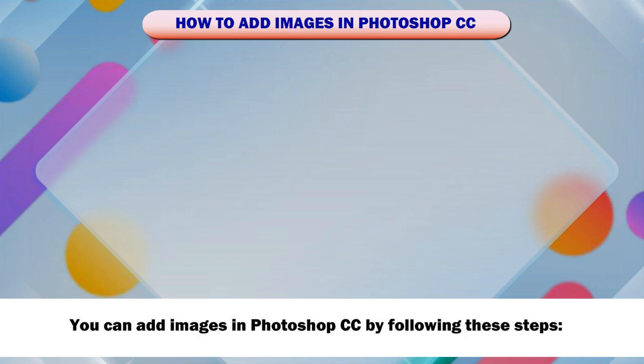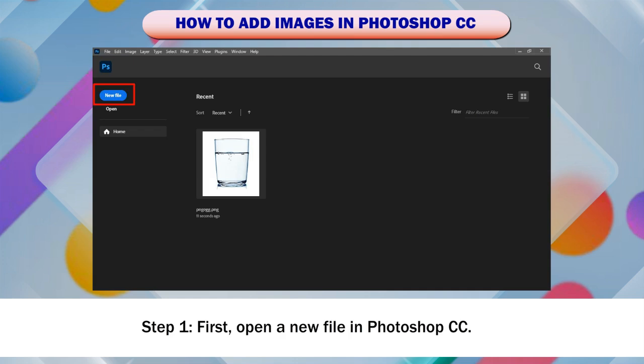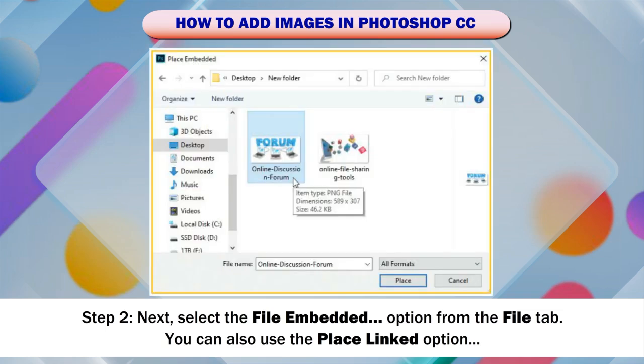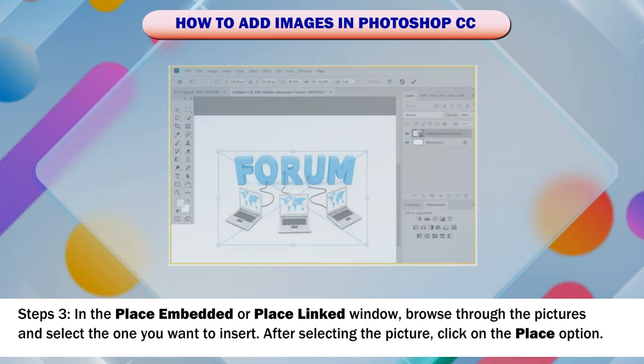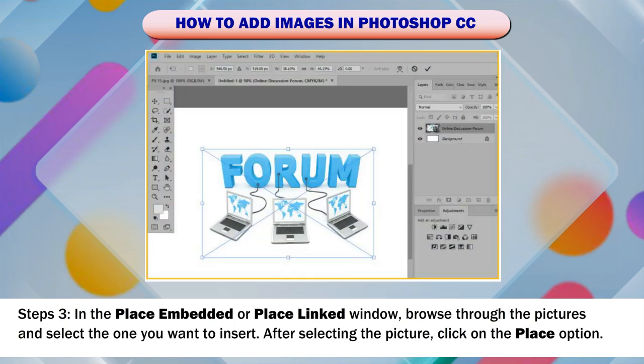How to add images in Photoshop CC? You can add images in Photoshop CC by following these steps. Step 1. First, open a new file in Photoshop CC. Step 2. Next, select the Place Embedded option from the File tab. You can also use the Place Linked option. Step 3. In the Place Embedded or Place Linked window, browse through the pictures and select the one you want to insert.